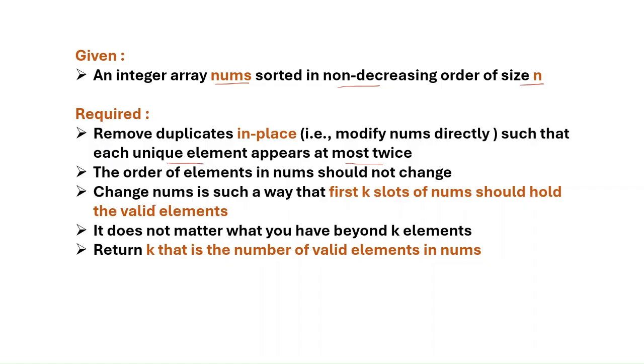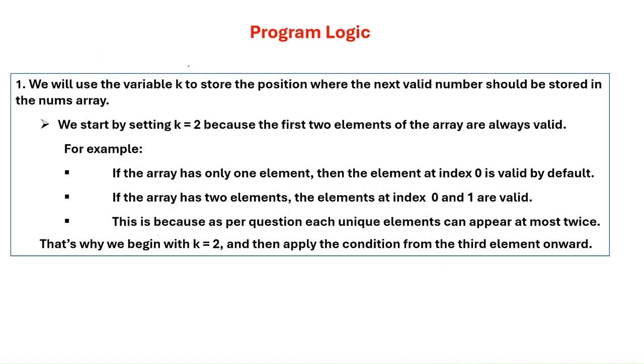You should change nums array in such a way that the first k slots of nums should hold the valid elements. It does not matter what you have beyond k elements and you should return k. K represents the total number of valid elements in nums. Let's try to understand logic of the program.